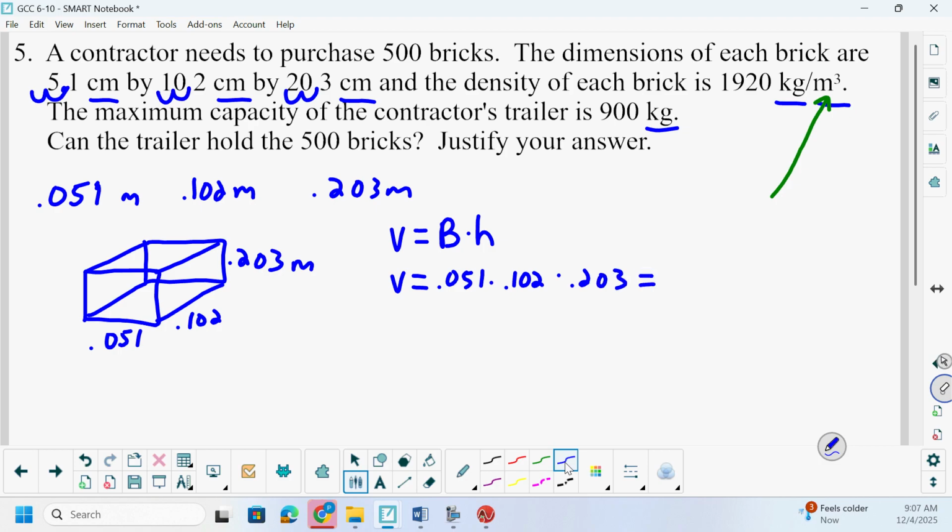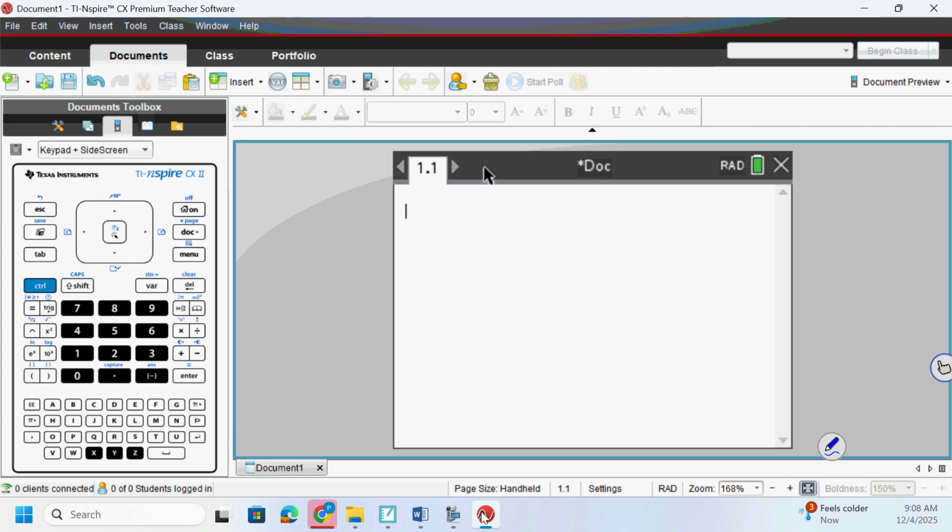So take a moment, type that in your calculator, and write out your answer to a few decimal places and put dot, dot, dot. So we should have 0.00105 dot, dot, dot. And what I'll do is I'll get that on my calculator page so it matches yours.